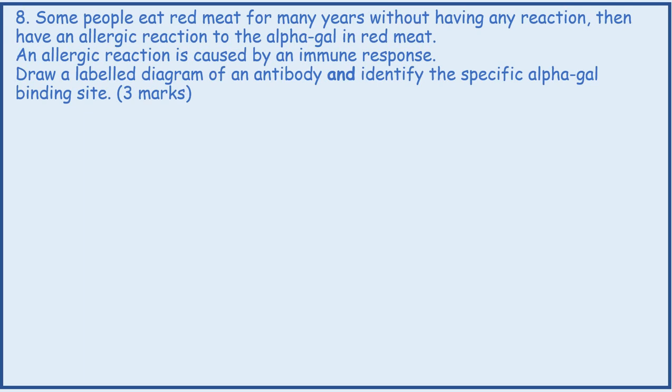Question 8. Some people eat red meat for many years without having any reaction, then have an allergic reaction to the alpha-gal in red meat. An allergic reaction is caused by an immune response. Draw a labelled diagram of an antibody and identify the specific alpha-gal binding site.